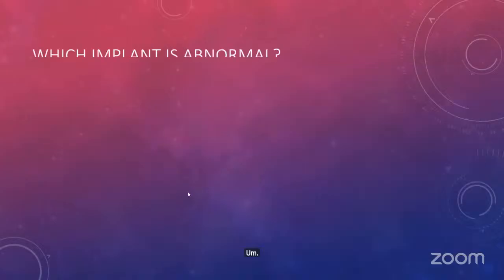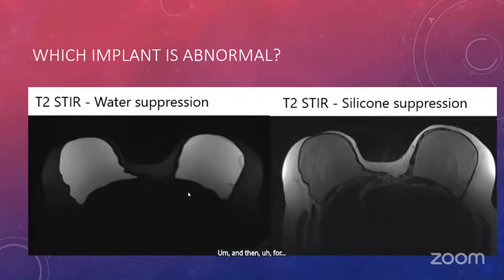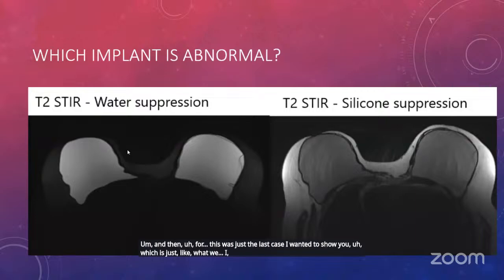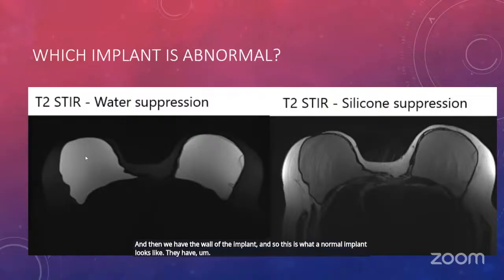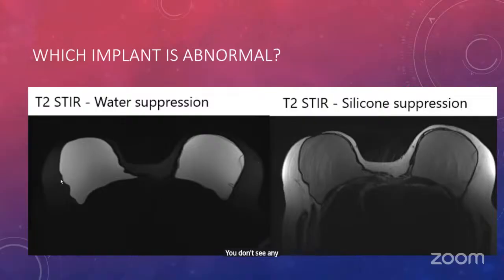And then this was just the last case I wanted to show you, which is just like what I've mentioned throughout, that we do non-contrast MRIs to look for implant rupture. This is kind of what an implant rupture looks like on a breast MRI. We have the capsule and then we have the wall of the implant. And so this is what a normal implant looks like. You don't see any lines in this implant.